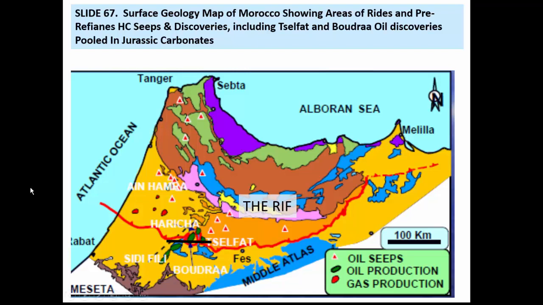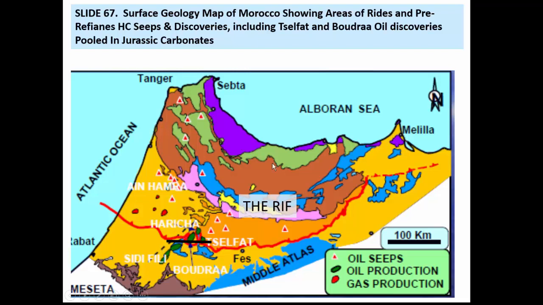As I said, you get these full thrust belts. They're just leaky as hell. But occasionally where you have good seals, you'll get fields, especially along the frontal zone of the thrust. Here's one at Sidi Fili Field here. Another one over here is Boudraa. And we'll see these in cross-section.